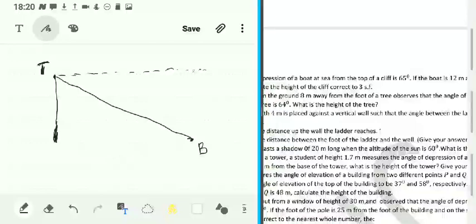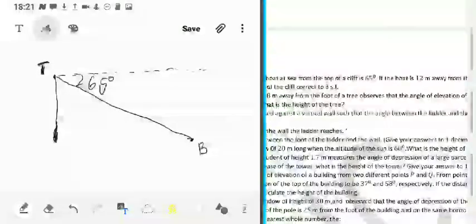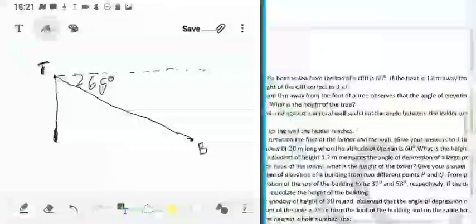Okay, that's what I'll be referring to as line of sight. Horizontal line of sight is when the person is looking forward. Now the line of sight looks downward, so this is the angle of depression that is formed, and it is 65 degrees.